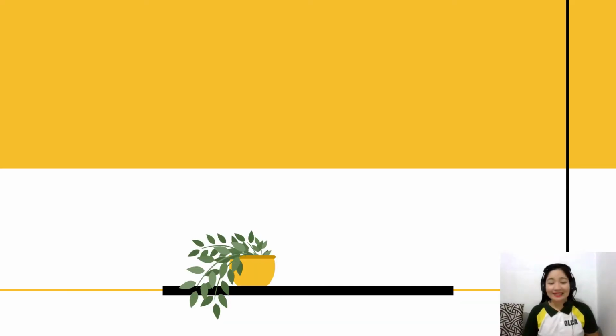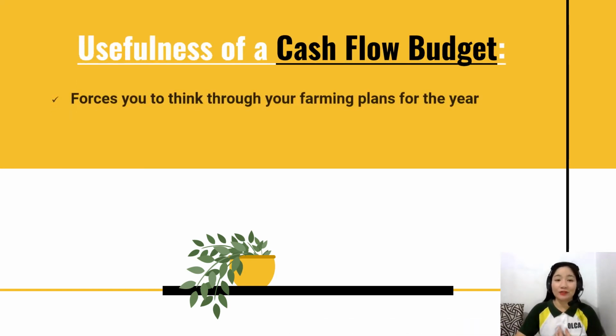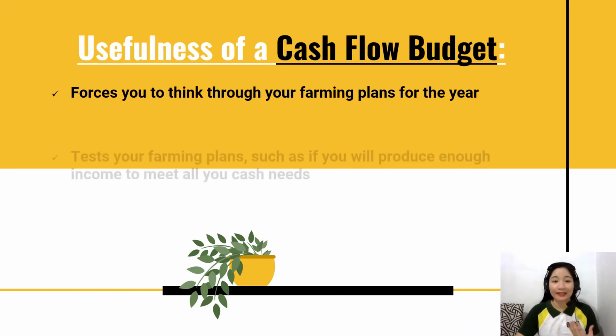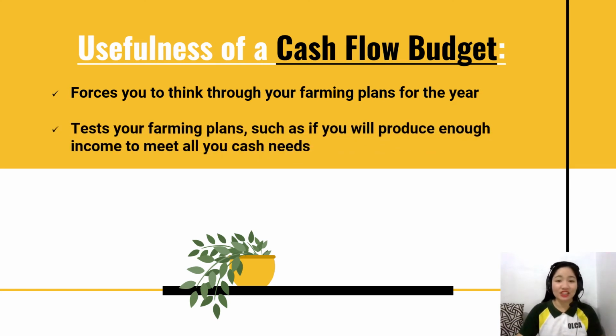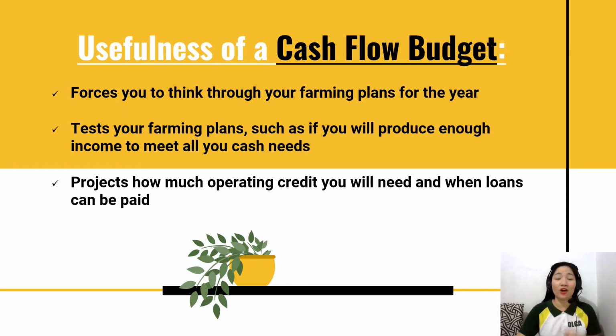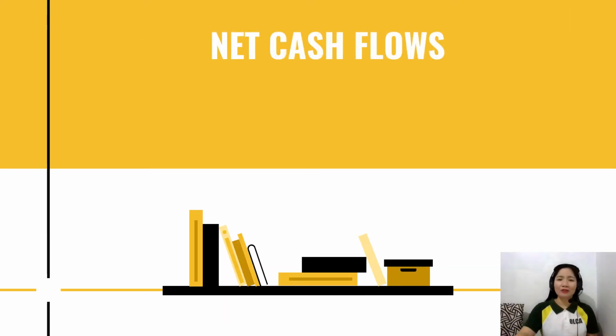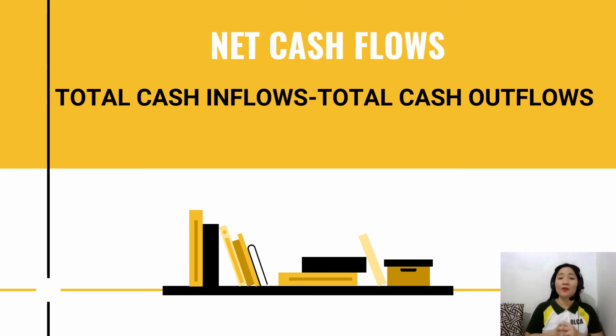Okay? Class, a cash flow budget is a useful management tool because, of course, it forces you to think through your farming plans for the year. Okay? It tests your farming plans, such as if you will produce enough income to meet all your cash needs, class. It projects how much operating credit you will need and when loans can be paid. How to get the net cash flows? Of course, you are going to subtract the total cash outflows from the total cash inflows. So we will be dealing with this in performing record keeping. At least you have the basic idea of what a cash flow budget is.